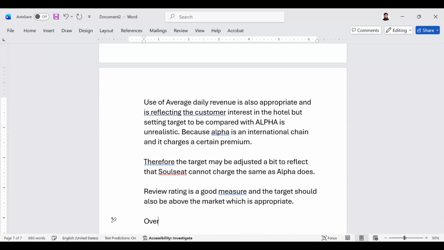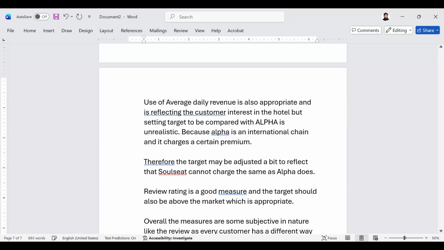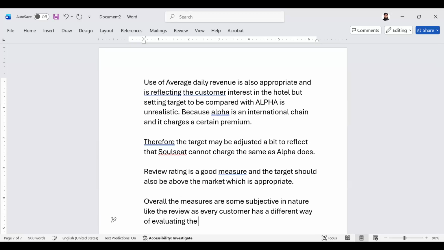Now, overall, the measures are somewhat subjective in nature, like the review, as every customer has a different way of evaluating things.